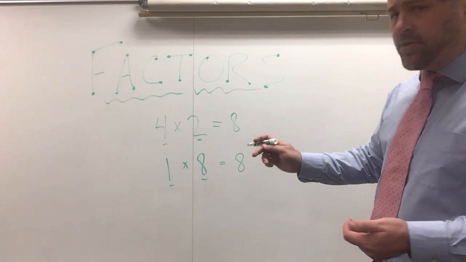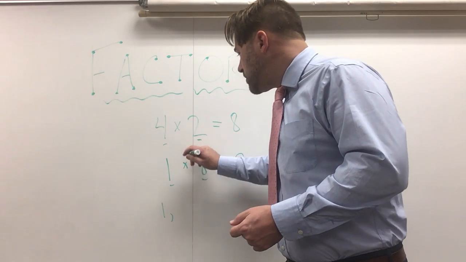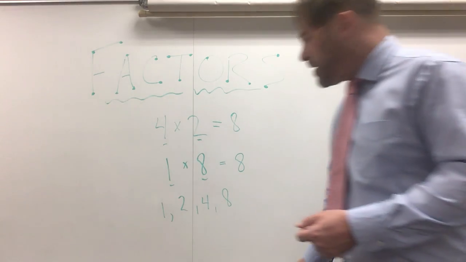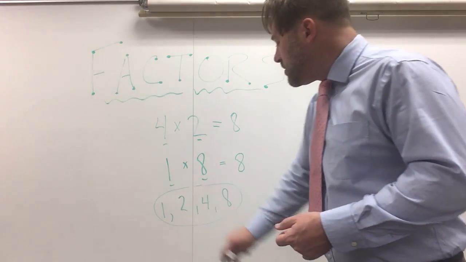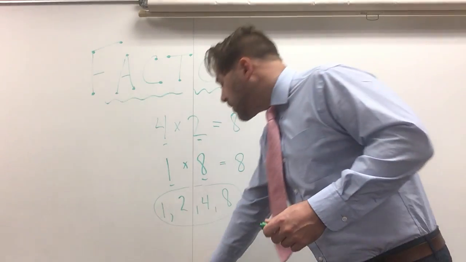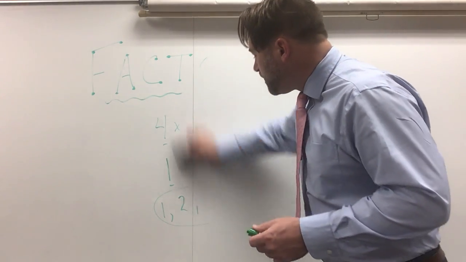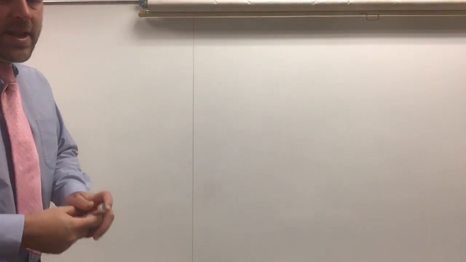So if I was going to make a list of them, I could put them in order like this. 1, 2, 4, and 8. Those are all the factors of 8. And they're going from least to greatest, so it's a little easier to read there, okay? All right, so let's find some factors of some other numbers. Grab a piece of paper, follow along with me. I'll give you a little assignment at the end.